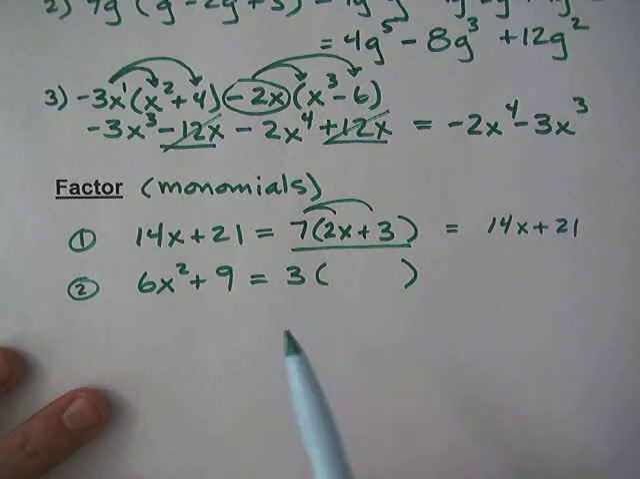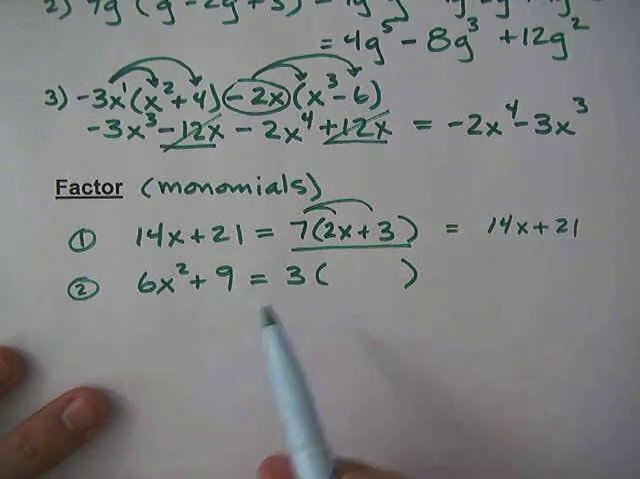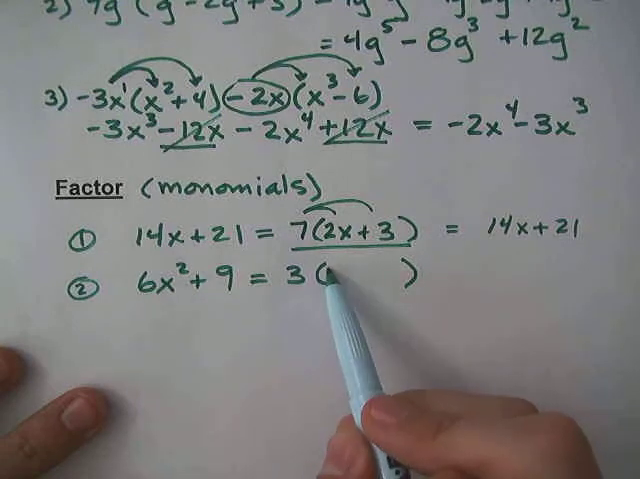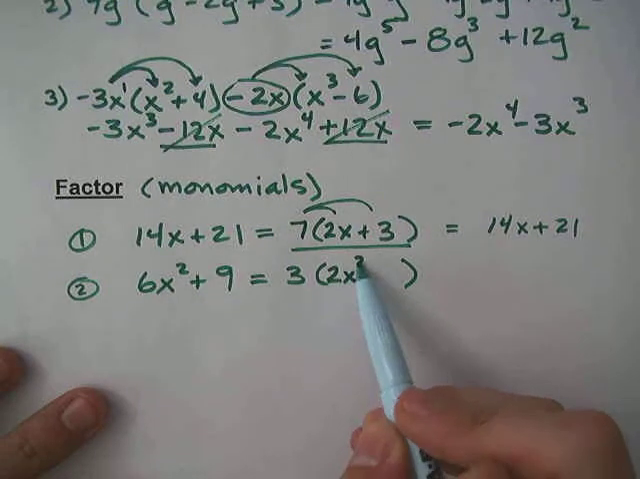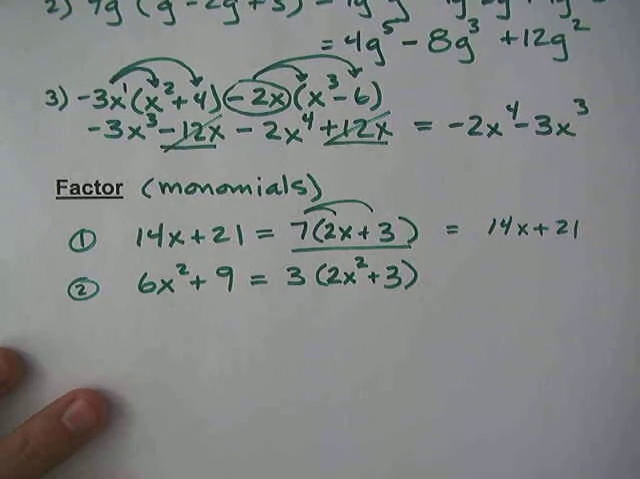So you can think of it in two ways. 3 times what will give me 6x squared, or 3 divides into 6 2 times. 3 divides into 9 3 times. And I'm done. There you go.